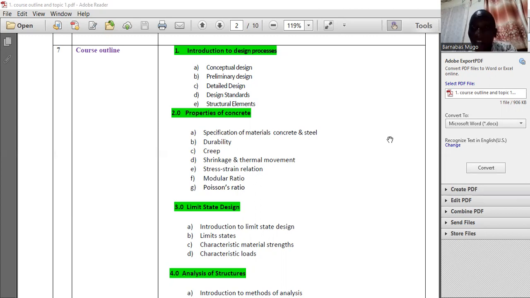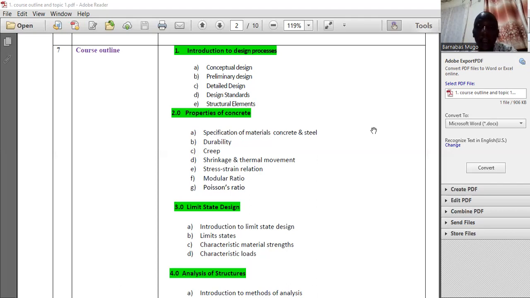One thing I want you to know is that we have a difference between plain concrete and reinforced concrete. Plain concrete is the one without reinforcement bars, but in reinforced concrete, we have the reinforcement bars.